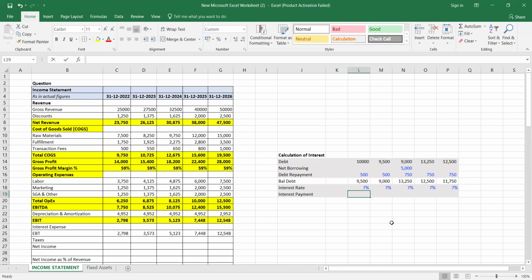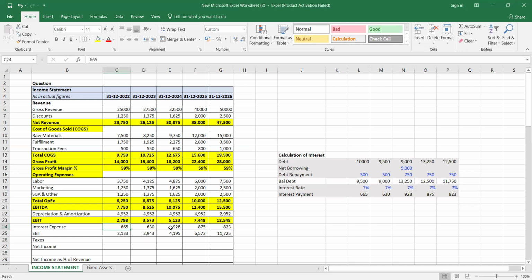So here the interest payment will be calculated on net balance of debt into percentage of interest. Then you got this answer: 665 as interest payment for first year, 630 for second year, 928 for third year, 875 and 823. See what I did? Total debt balance plus net borrowings minus debt repayment will be your total balance debt. On that I am calculating 7% interest. So I will manually type here 665, then 630, then 928, then 875, 823. Here you can see 5,000 is added, even that has been included in this.